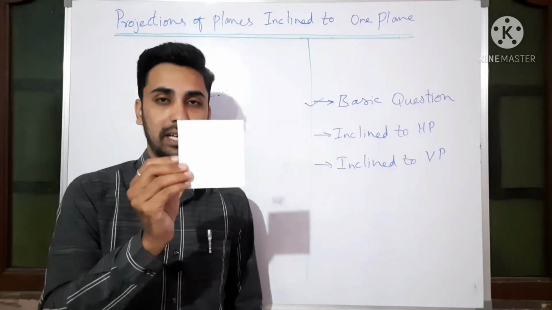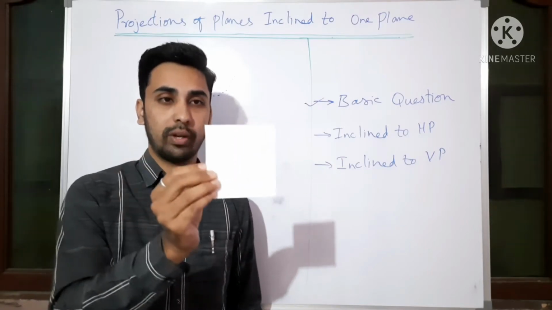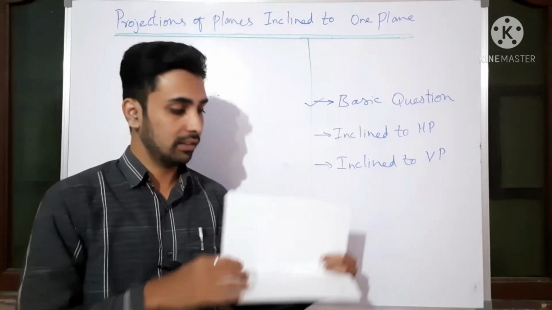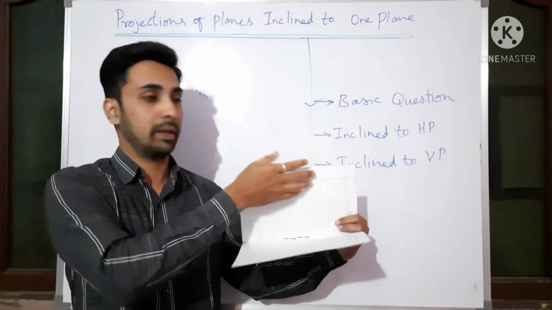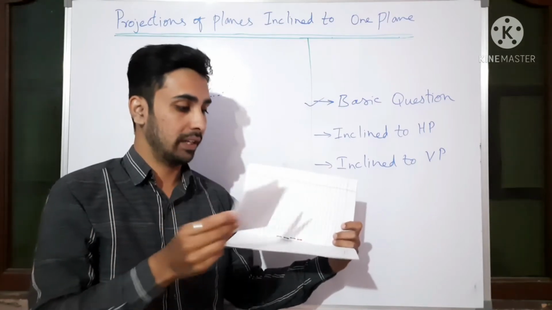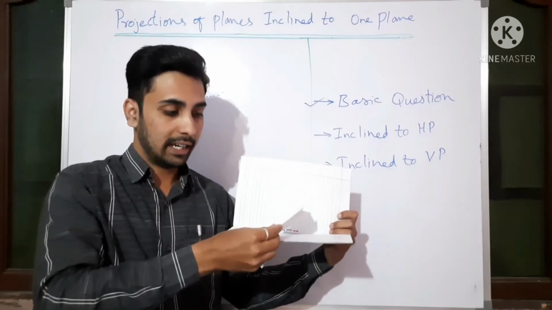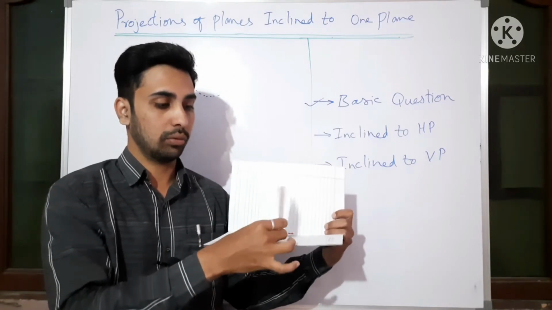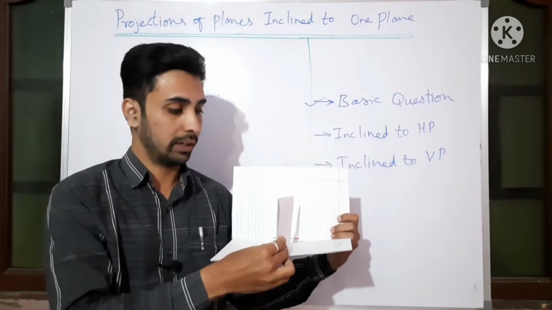One square plane. Okay, this is a two-dimensional square plane. Assume this is HP, this is VP. The square plane is perpendicular to HP. Now it is parallel, inclined. Perpendicular to HP means like this, vertical. Okay, understood? Perpendicular to HP is this one.